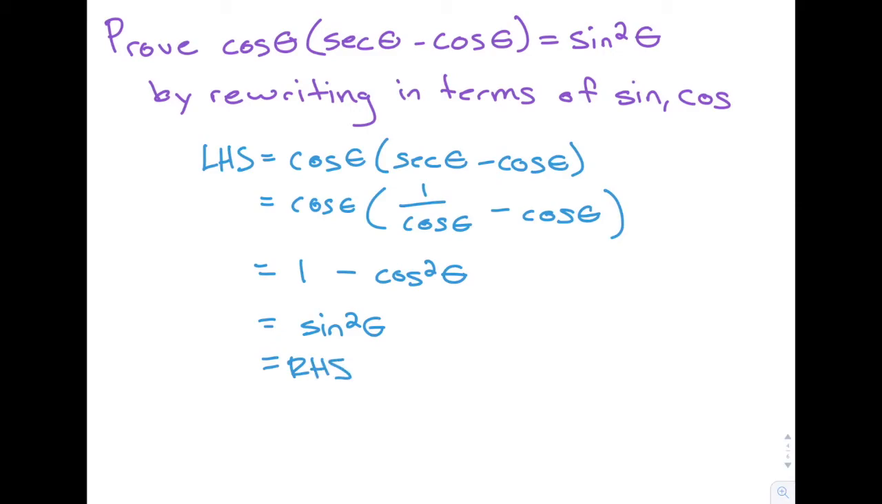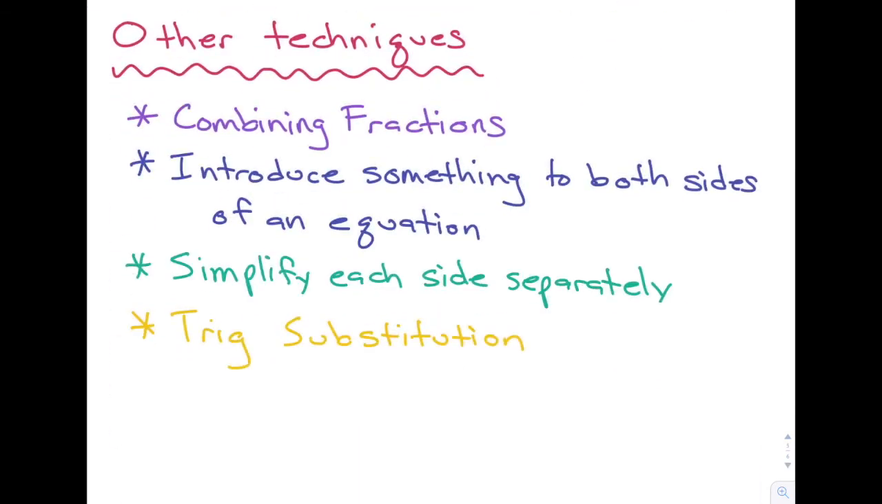This is just one of many techniques that we have. A couple others that you will encounter. Combining fractions: if you have an expression like 1 over 1 minus sine x minus 1 over 1 plus sine x, you can combine those two fractions using our algebra techniques. We can multiply one of our sides by something clever in terms of 1, kind of like what we do when we're trying to combine two terms, when one is in a fraction and the other is not.